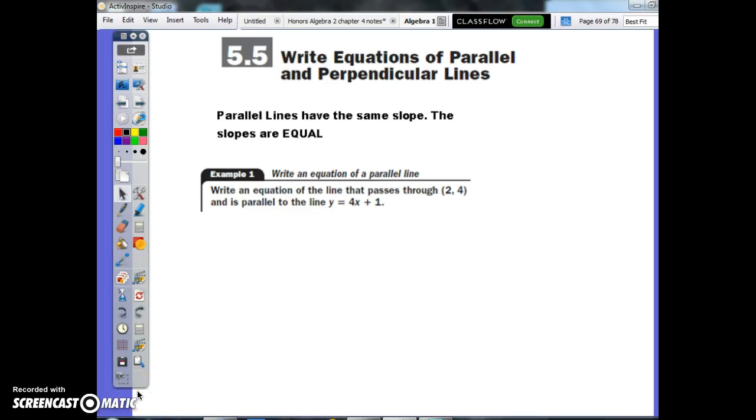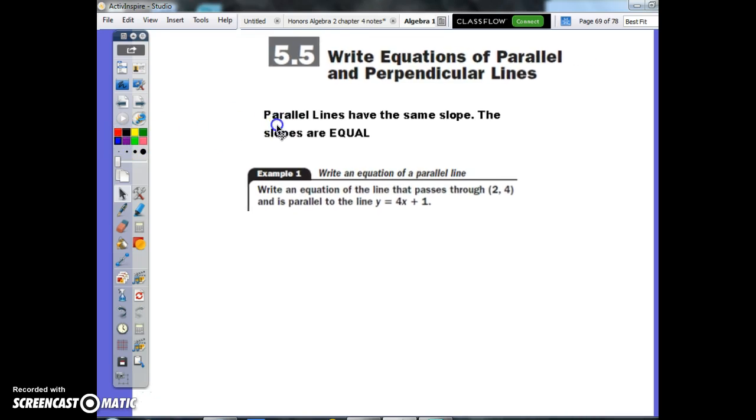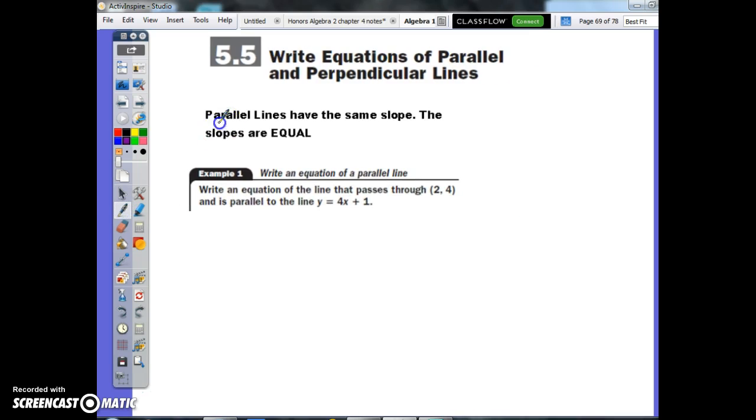Today we're going to write equations of parallel and perpendicular lines. You're going to need the formulas that we have already used. Big thing, here we go. Parallel lines have the same slope. The same slope, exactly the same slope.